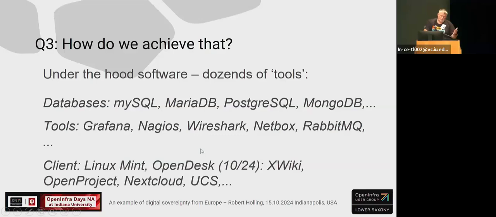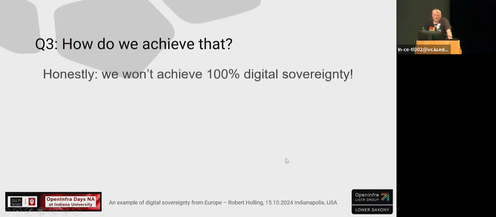And from the client perspective, I'm using Linux Mint for my private purpose. And what's new in Germany from October this year is OpenDesk. It's an open source desktop containing XWiki, Open Project, Nextcloud, and so on for the public services.